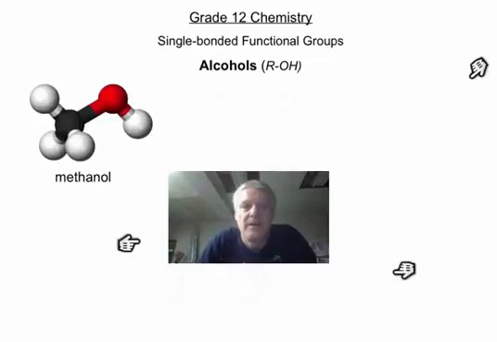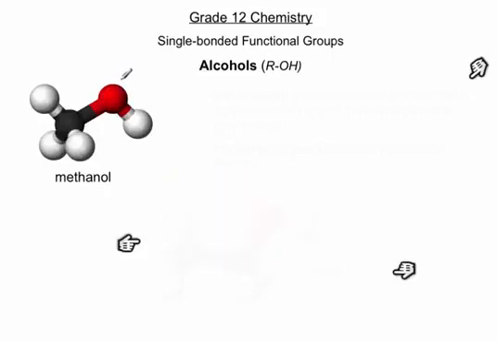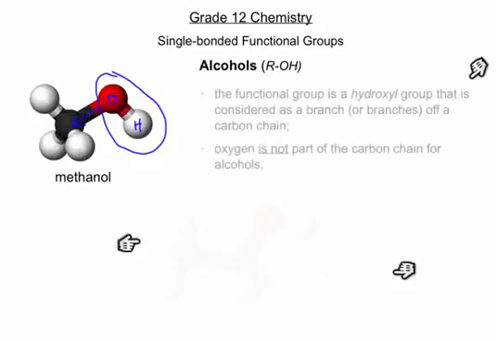So in this second video on functional groups, I'm going to cover the alcohols. Here's an example of an alcohol. This is methanol, and this is the group we're interested in. That's the functional group. That's an oxygen, and that is a hydrogen, and it is bonded to a carbon. So that really characterizes the alcohols.